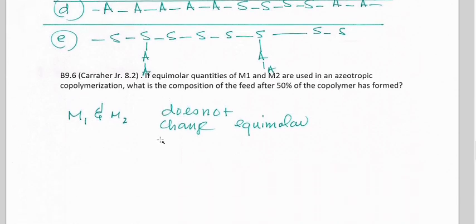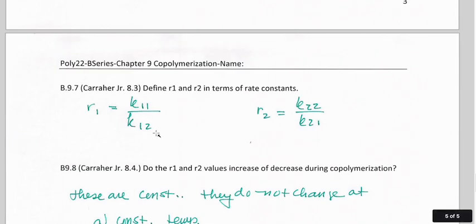Question number 6 is asking if equimolar quantities of M1 and M2 are used in azeotropic copolymerization, what is the composition of the feed after 50% conversion? Again, remember this is always the same. So M1 and M2 don't change. We have the equivalent of the two.